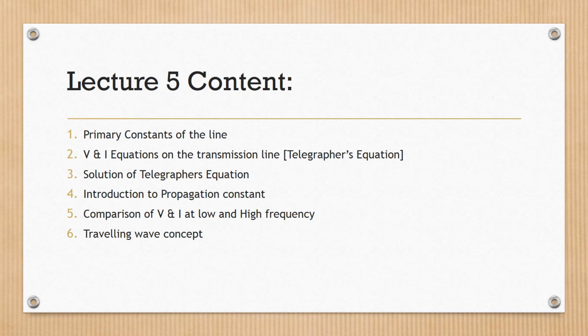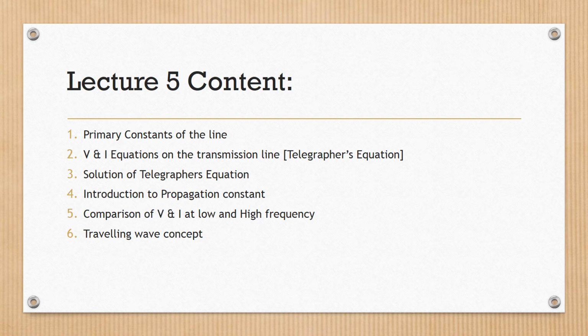Then we are going to apply excitation on one end of that smaller section of the transmission line, and try to realize the values of the voltage and current in that small section. We are going to identify one special relation between the voltage and current. We call that relation the telegrapher's equation. So we're going to see what the telegrapher's equation is.